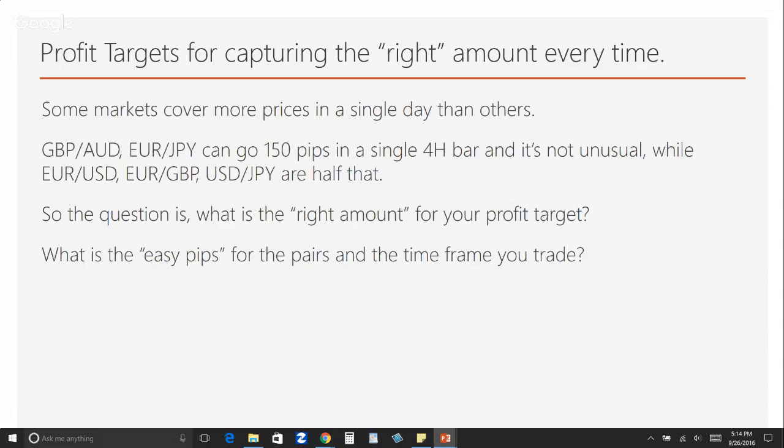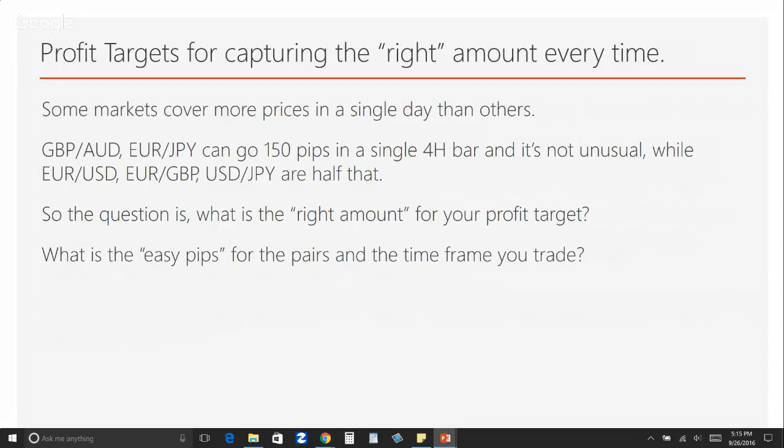All right, so profit targets for capturing the right amount every time. That's what I want to talk about in this lesson. Because some markets cover more prices in a single day than others, right? So something like the pound Aussie and the euro yen can go 150 pips in a single 4-hour bar. It's not unusual at all. While other pairs such as euro US dollar, euro pound, dollar yen, they might only do half that in the same amount of time. So the question is, what's the right amount for your profit target?